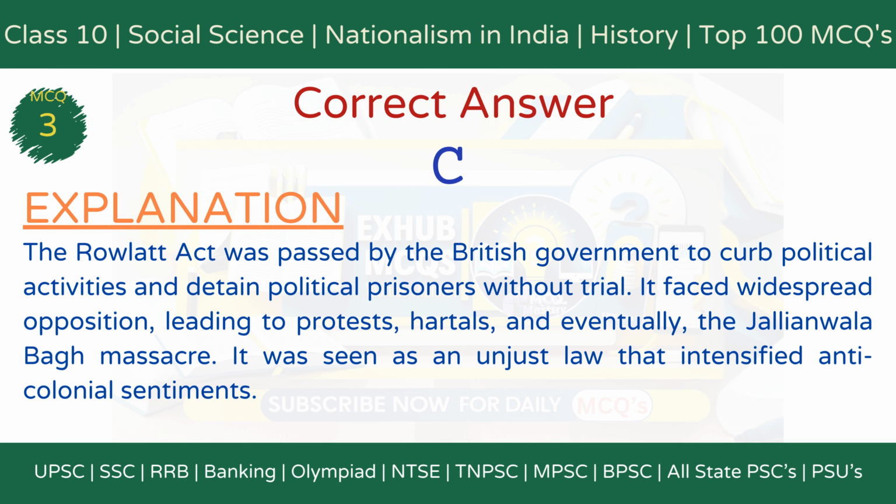Explanation: the Rowlatt Act was passed by the British government to curb political activities and detain political prisoners without trial. It faced widespread opposition, leading to protests, hartals, and eventually the Jallianwala Bagh massacre. It was seen as an unjust law that intensified anti-colonial sentiments.